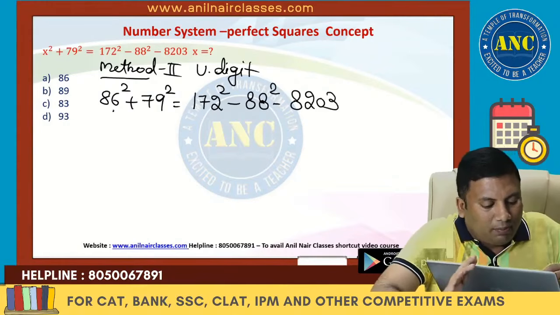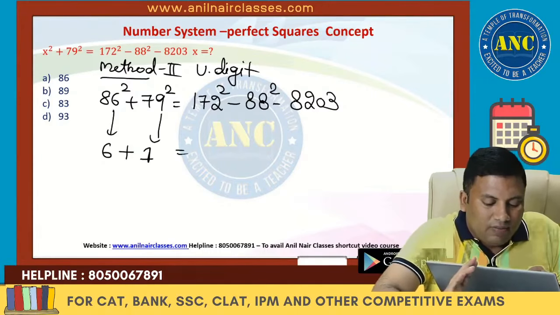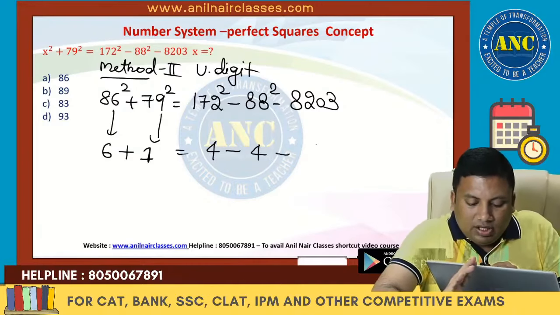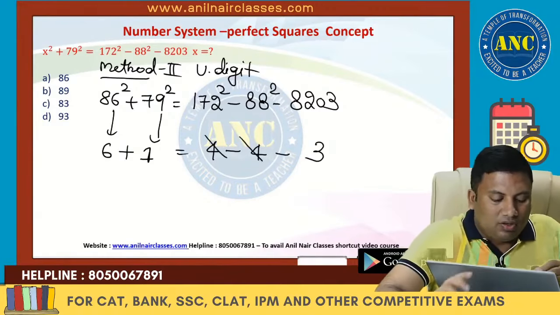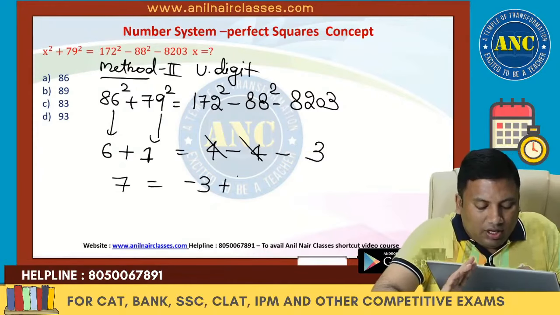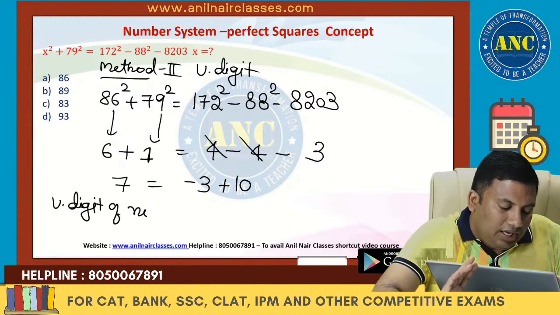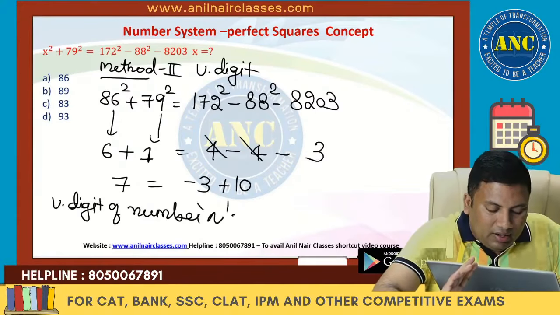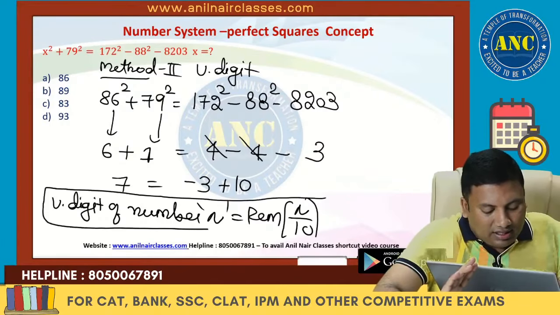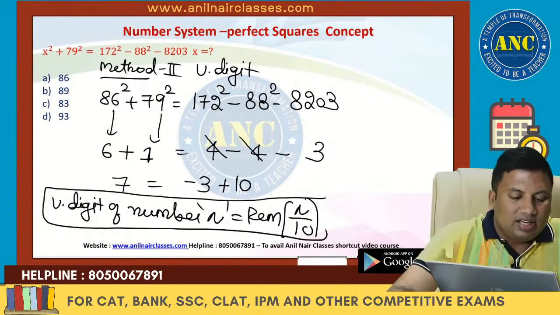Listen carefully to every problem. 6 square unit digit is 6. 9 square is 81, unit digit is 1. 2 square is 4. 8 square is 64. Minus, unit digit is 3. 4 minus 4 is 0. 6 plus 1 is 7. Minus 3. If you get a unit digit minus 3, you have to add 10 to it, because the unit digit of any number is nothing but the remainder when you divide the number by 10. So if you get a negative answer, just add 10. 10 minus 3 is 7. 7 equivalent to 7. 86 is matching.